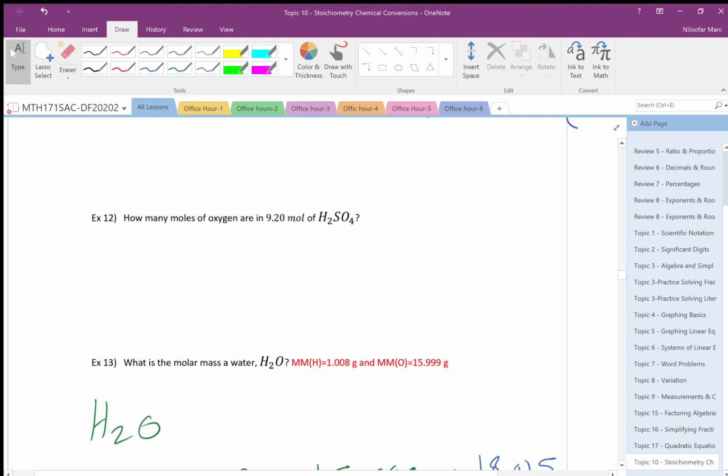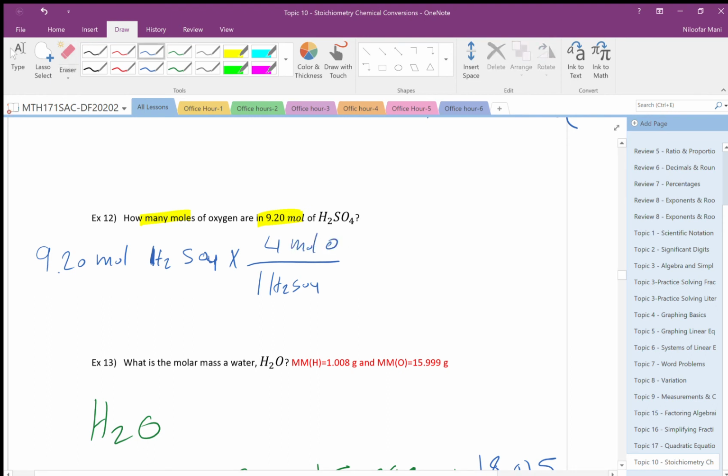I want to go from this to this. So I have 9.20 mole of H2SO4. It asks how many moles. In 1 H2SO4, how many moles of O do I have? 4 O. How do I know? Because I see 4 beside O. So 4 mole of O.